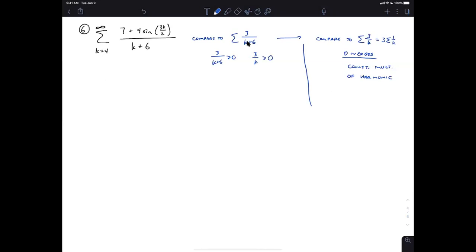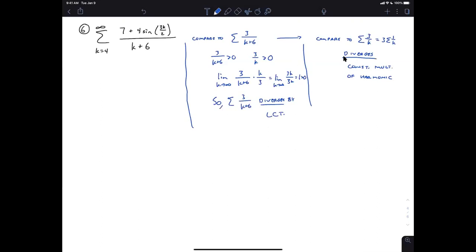So I say, okay, they're both greater than 0. The limit of one divided by the other, so 3 over k plus 6 times k over 3. That's the limit as k approaches infinity of 3k over 3k, that's 1, which is bigger than 0. So this middle one, 3 over k plus 6, diverges by limit comparison test.